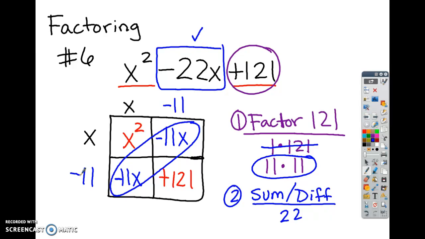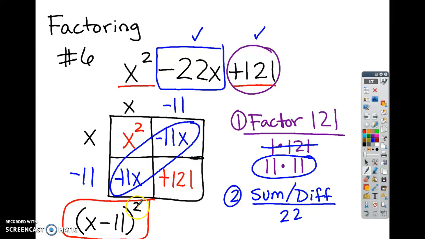But then you also have to make sure that it gives you the last term. Does negative 11 times negative 11 give you positive 121? Yes, and if you didn't know, you can check it in the calculator. It gives you positive 121, so you can check that one off as well. So then you write your factors. Your factors are x minus 11 and x minus 11. Y'all need to get used to this because it means it's the same thing two times. So the answer is going to be square. X minus 11, x minus 11, so it's square. And you're going to have some that do that also.